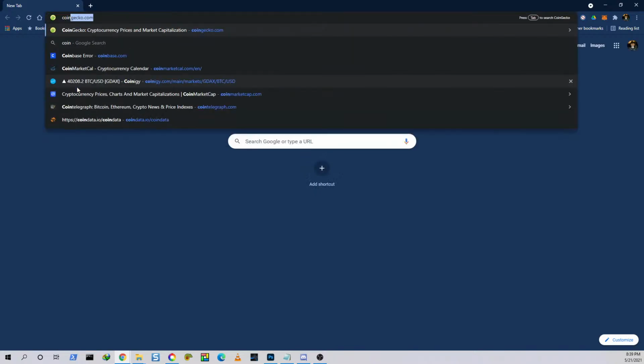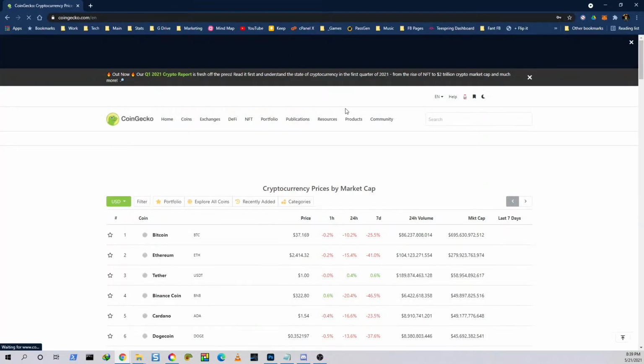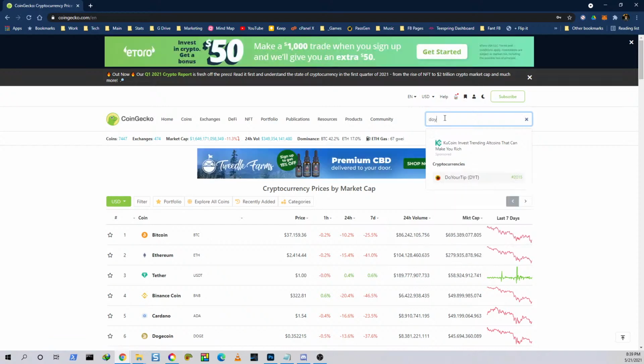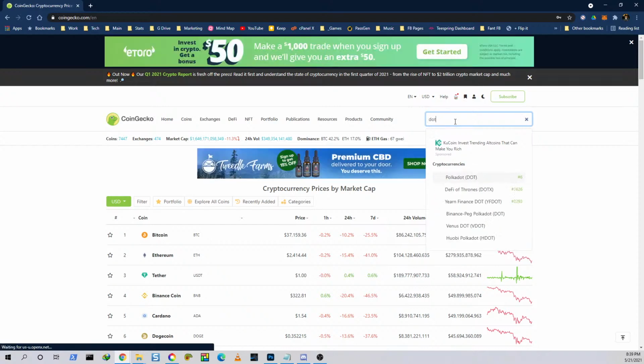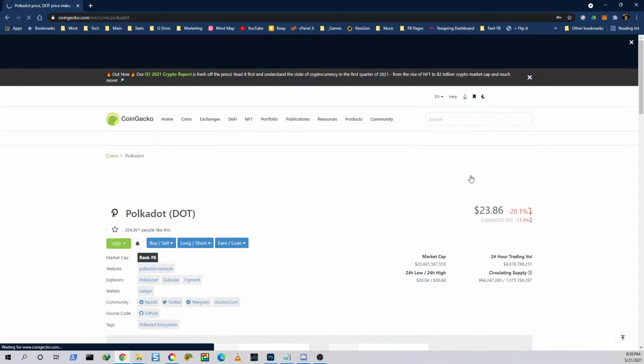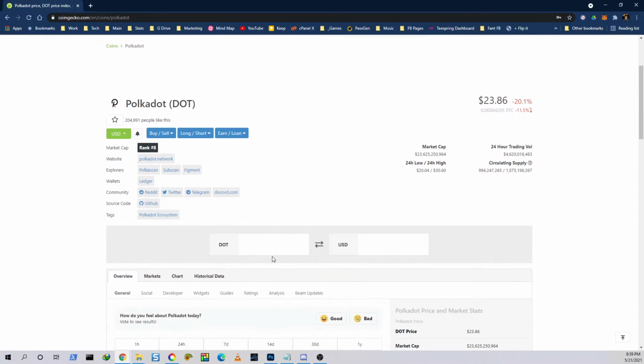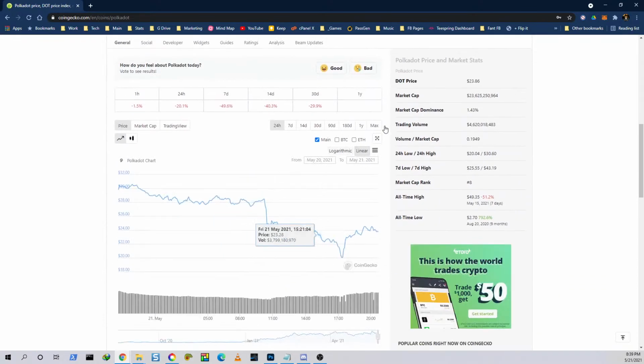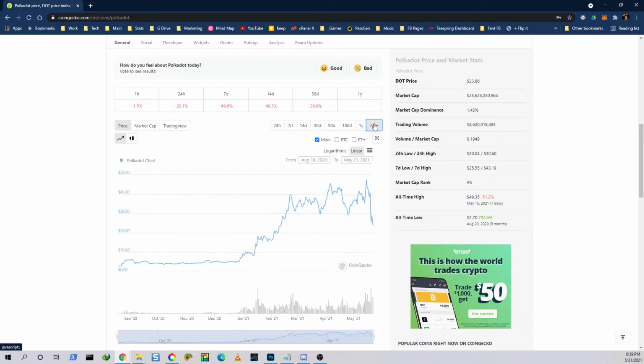Like I said, CoinGecko, and then put DOT here. Like, this is not a cheap purchase. Dot. Here we go. Number 8 coin, right? It's the number 8 coin. It's already $23, but it's down 20%, right? So then go to your max and look at what the max it was. So at the top of its max, it was $40, right? Right now, it is 23.